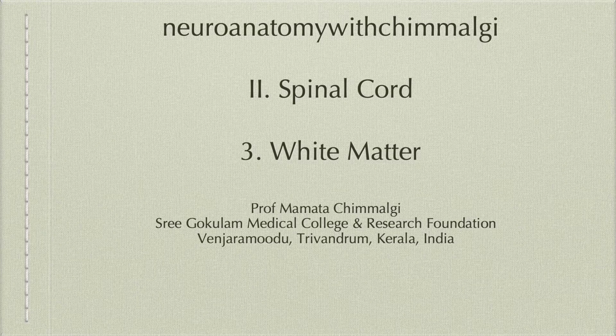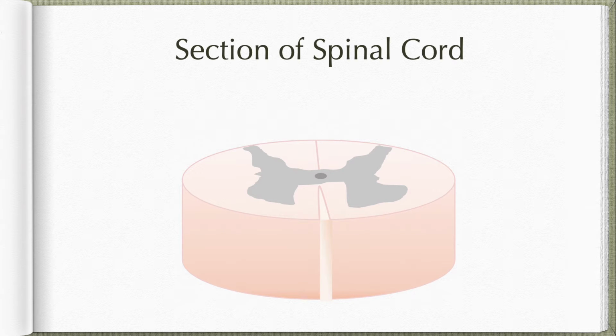Let us study the white matter of the spinal cord in this video. As we have seen earlier, a section of spinal cord shows a central core of grey matter arranged around the central canal and an outer layer of white matter which is made up of nerve fibers, neuroglia and the blood vessels.